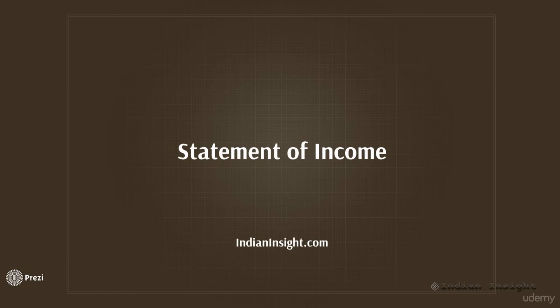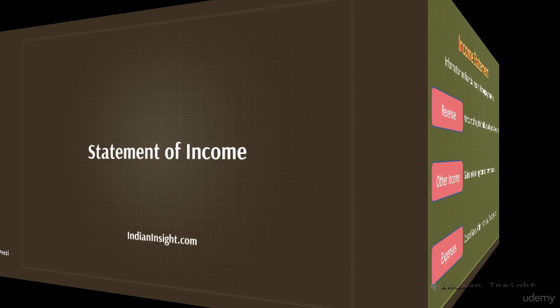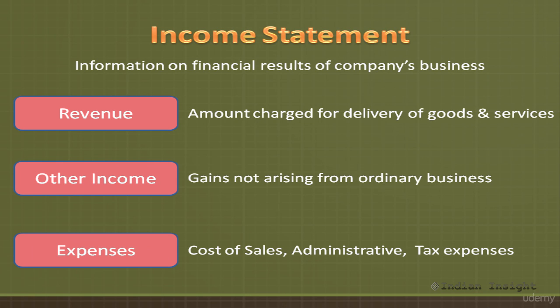Welcome back. In this video, we are going to look at another important component of financial statements, which is the income statement, also known as the profit and loss statement. The income statement represents information on financial results of the company's business activities over a period of time. It communicates how much revenue and other income the company generated during a period, and also the expenses it incurred to generate the revenue and other income.